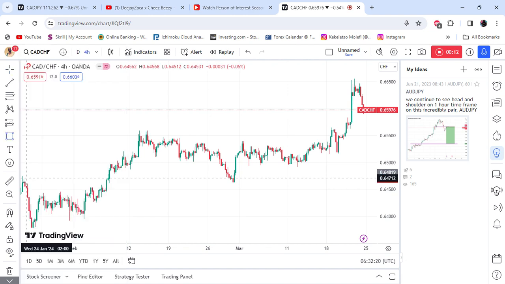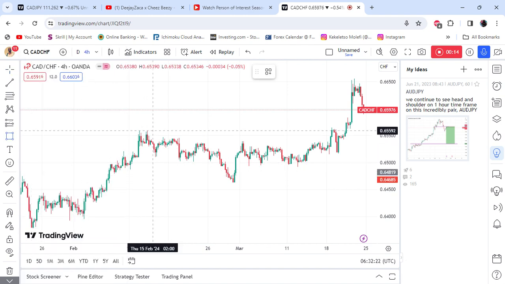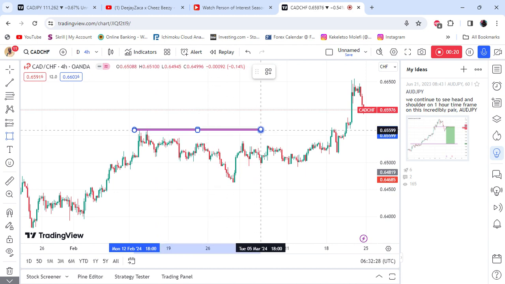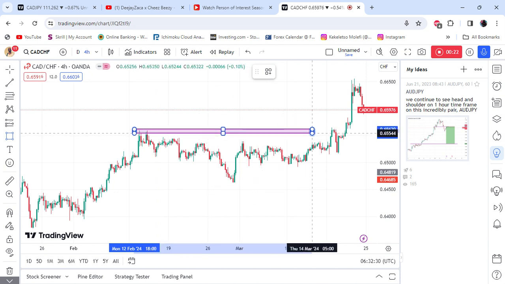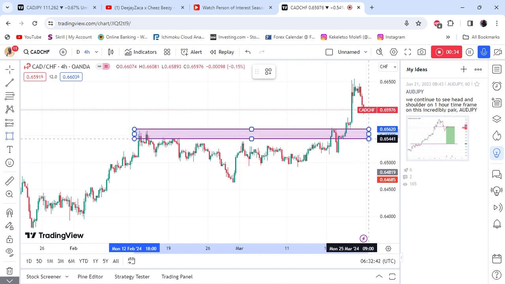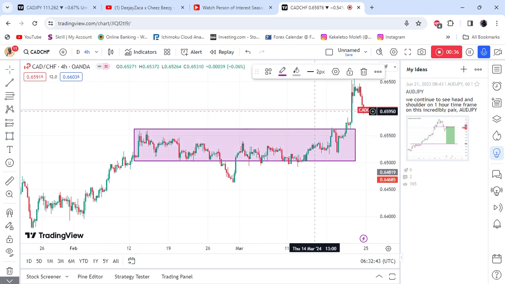Today we are going to analyze CADCHF. I always say when you trade, you should go to bigger time frames, go to 4 hours, and then go to an hour for early entries.